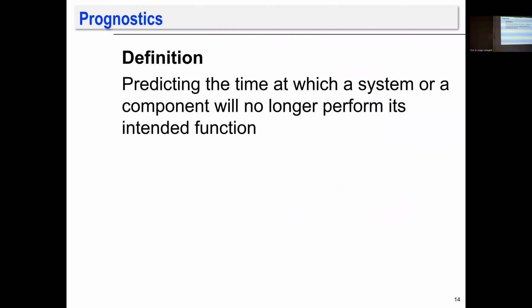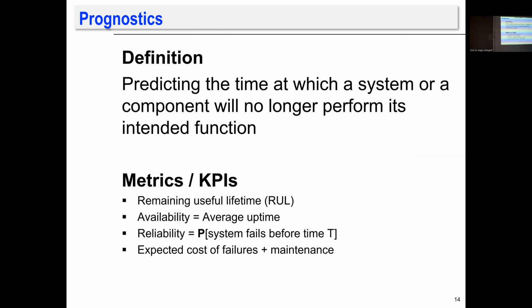So prognostics is defined as predicting the time at which a system or component will no longer perform its intended function. And there are a few metrics for that, like performance indicators, such as the remaining useful lifetime, availability or the average uptime, the reliability, the probability that the system fails before its mission time T, and the expected cost of failures plus maintenance. Those are all meaningful ways to measure those prognostics.